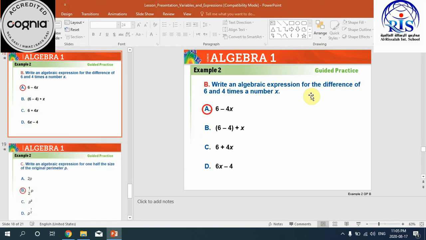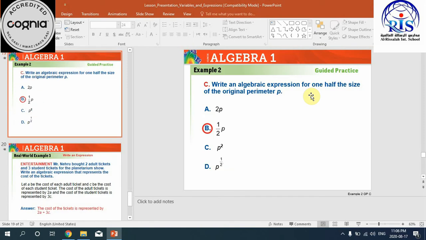Very simple. Write an algebraic expression for the difference of 6 and 4 times a number. Difference means minus. 6 minus 4 times number x means 4x. Then the answer will be 6 minus 4x. Write an algebraic expression for 1/2 the size of the original perimeter P. Half the size of. Of means what? Multiplication. This means I will have half times P or half P.